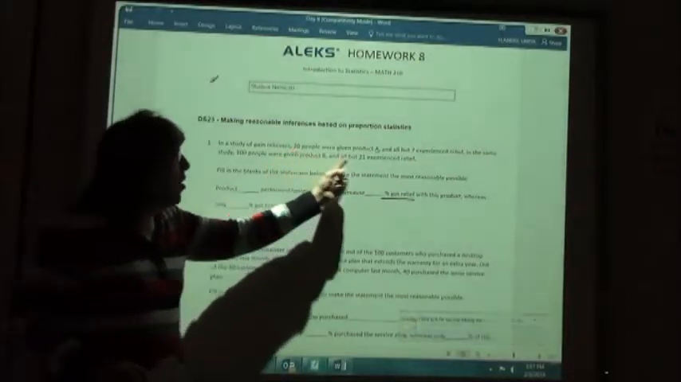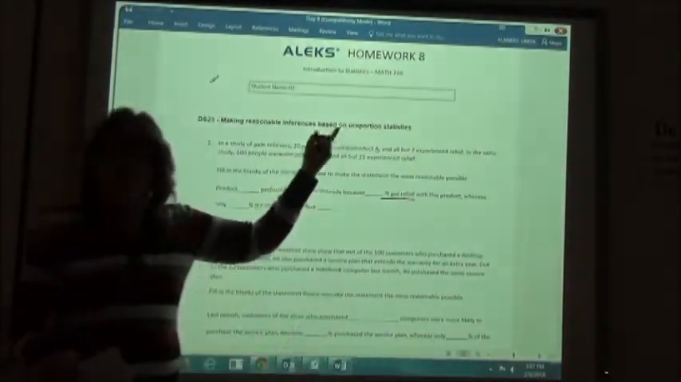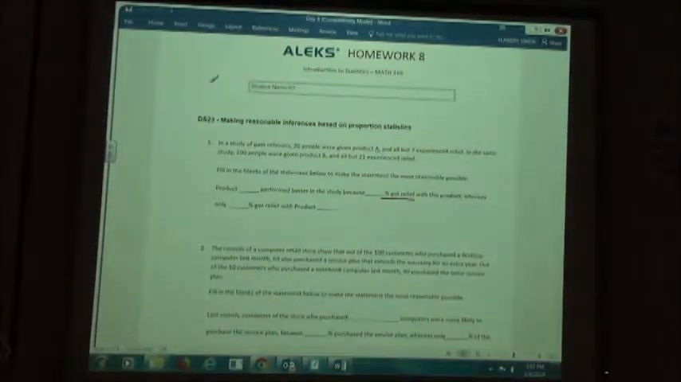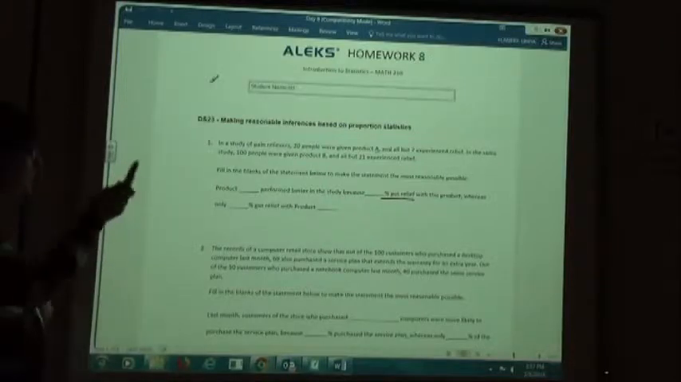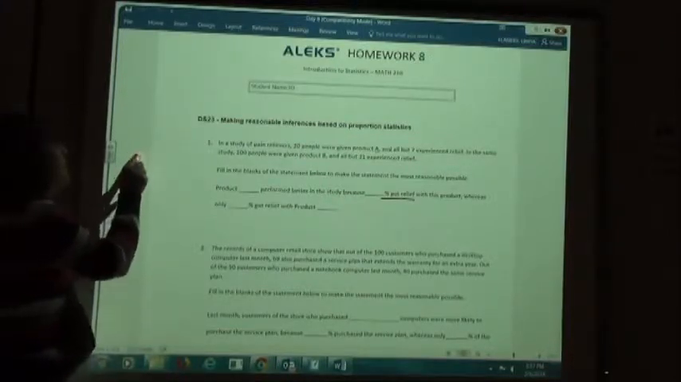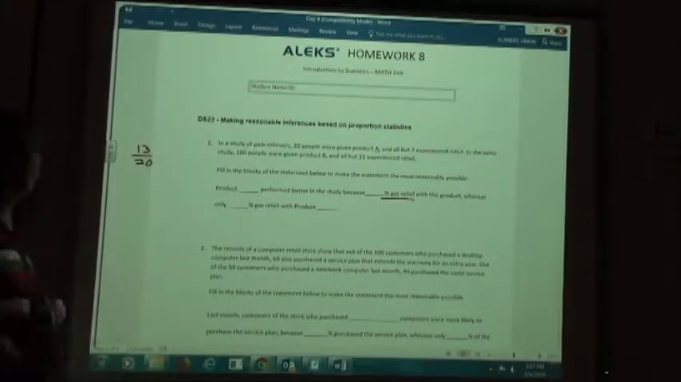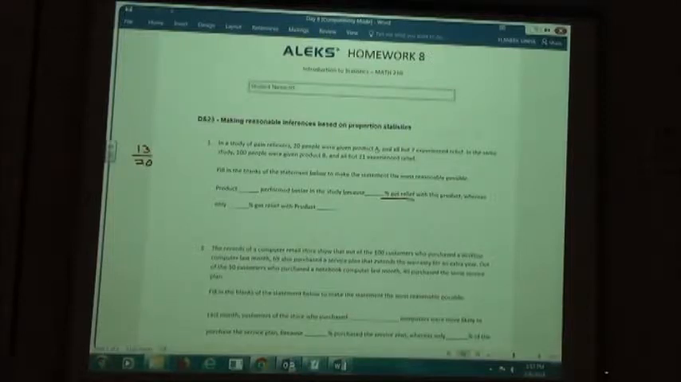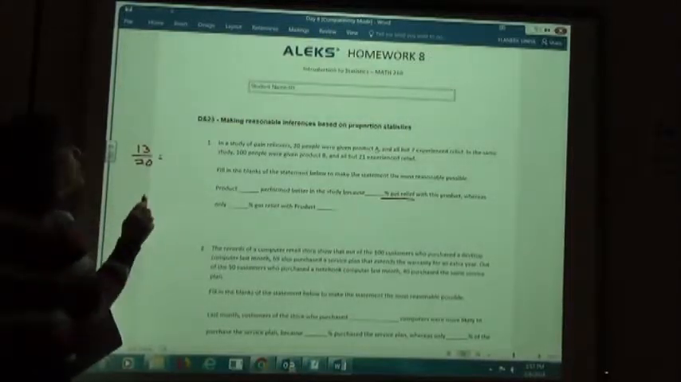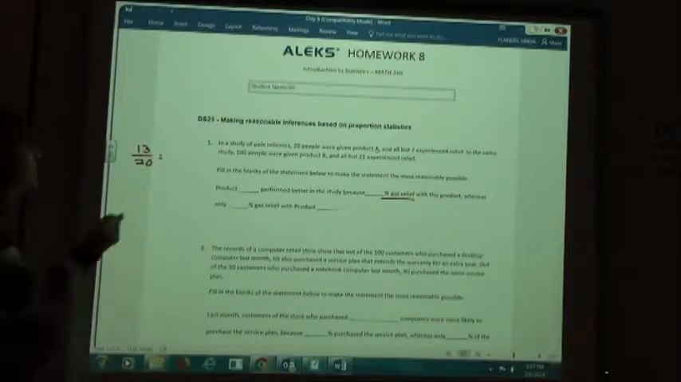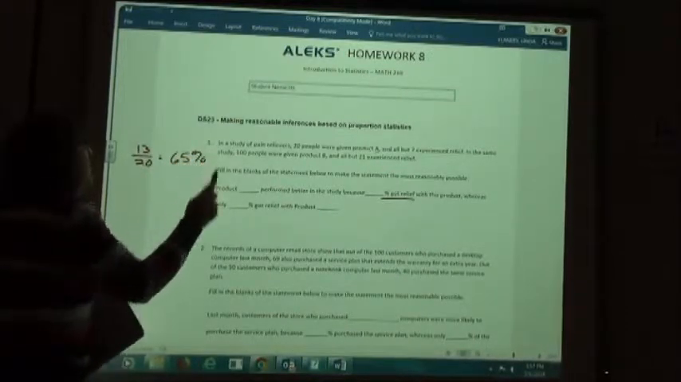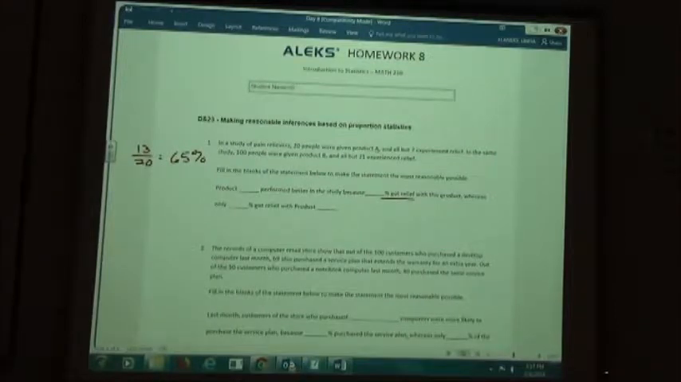We had 20 people, all but 7 experienced relief. So how many people experienced relief? 20 minus 7 would be 13, right? 13 out of 20 experienced relief. What percent is that if you figure that out? 65%, exactly. If you divide 13 by 20, you get 0.65, 65%.